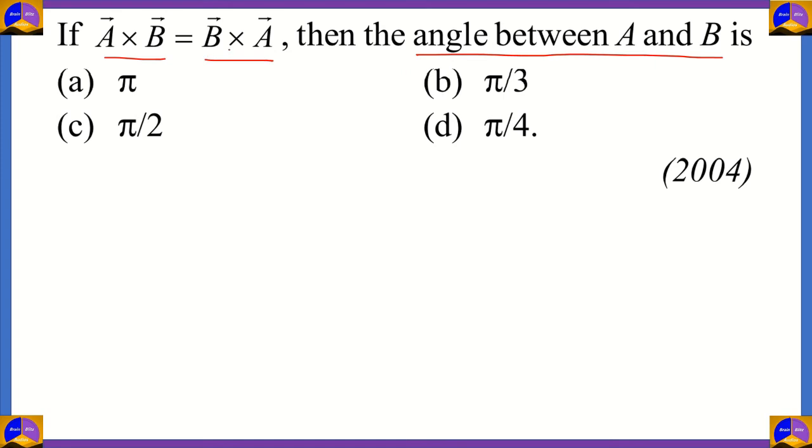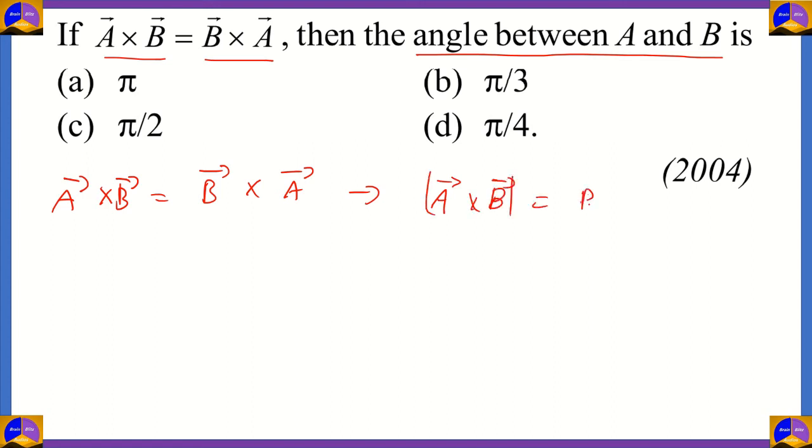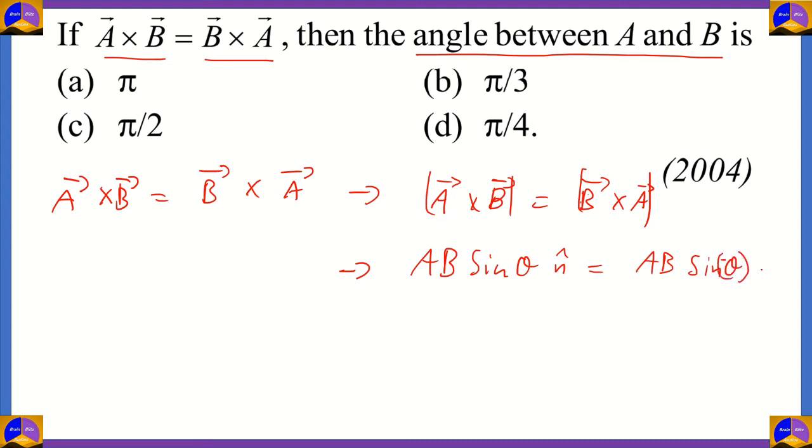So if A cross B is equal to B cross A, then you need to find the angle between A and B. So A cross B equals B cross A. So we can take the modulus on both sides. So modulus of A cross B equals modulus of B cross A. And now we can write modulus of A cross B as AB sine theta times n cap. On the right hand side it will be AB sine of minus theta times n cap.